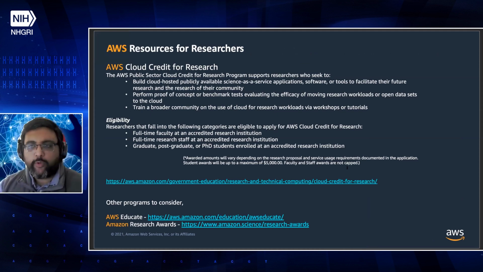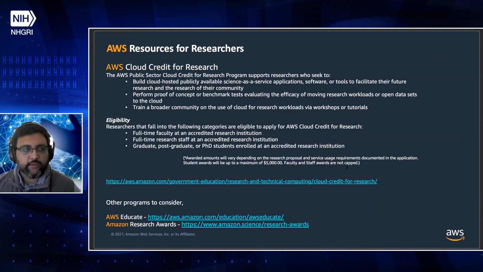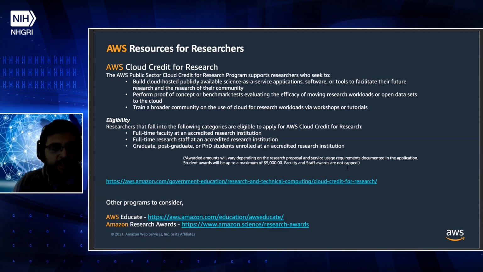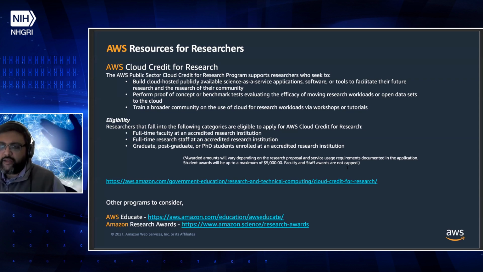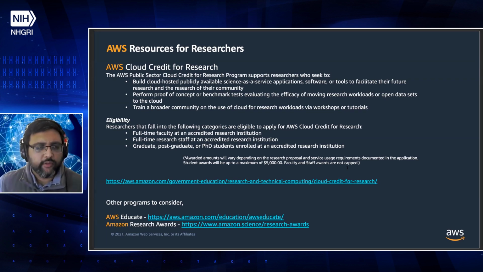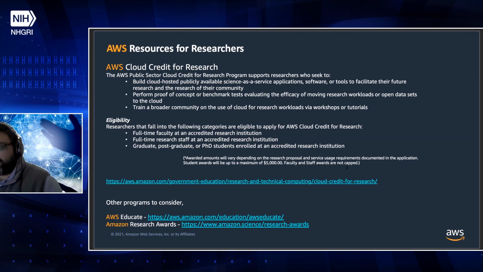The other program that I want to talk about, and I often get asked questions about it, is the AWS Cloud Credit for Research program. This is a public sector program that AWS runs, which basically provides researchers, faculty, research staff, graduate students, and postgraduate students, who have a specific research project that they want to do on AWS, and they want to build and get access to the platform to do proof of concept or benchmarking studies, or to help train the broader community.